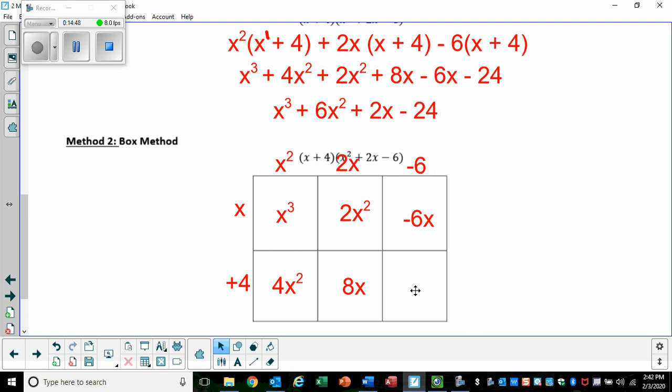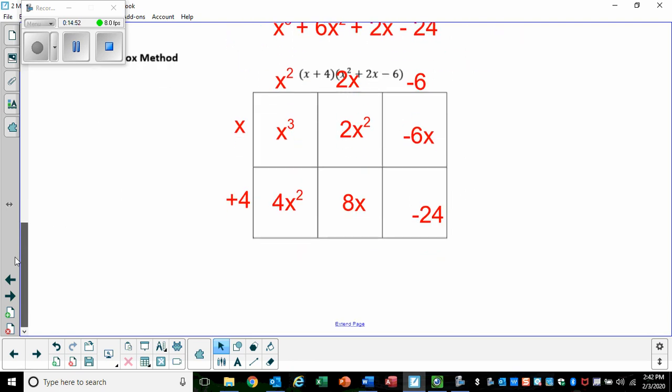Where'd it go? There, way down there. Okay, whatever I have in the boxes, I'm going to write out. So I have x cubed plus 4x squared plus 2x squared plus 8x minus 6x minus 24. Just like in the first method, got the same numbers. I'm going to go ahead and combine the same ones, and I get the same answer.